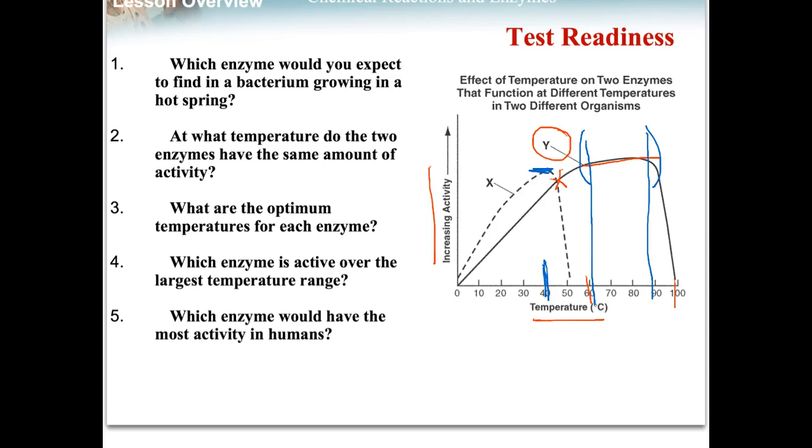Last question. Which enzyme would have the most activity in humans? What's our body temperature? Is our body temperature closer to 40, or is it closer to 60 to 90 degrees Celsius? Now remember, we're thinking Celsius here. So what's our answer? Answer is enzyme X. Remember these answers. You're going to see these questions again one day.